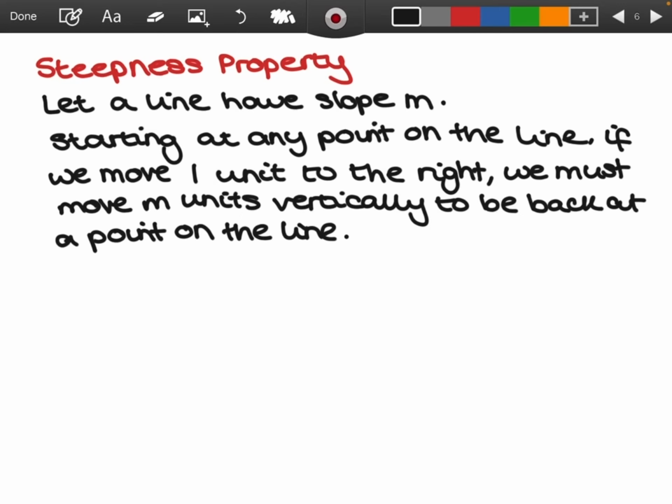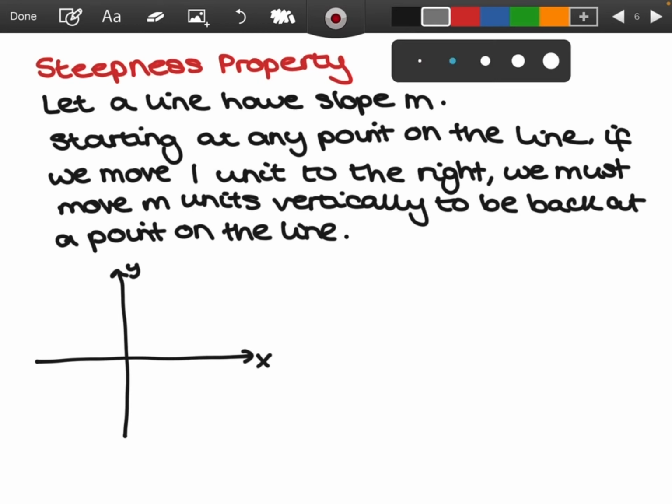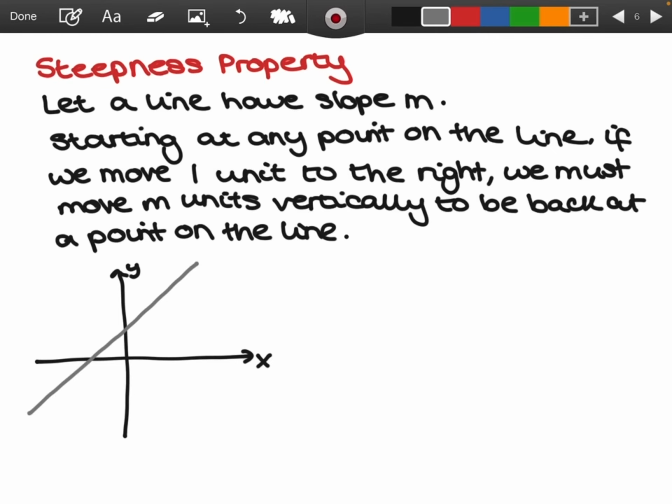So as I said, if m is positive, you move up. If m is negative, you move down. Why is that? If I do a quick sketch here, you will always find that a line with positive slope will rise as you go from left to right. So a line with positive slope will look something like that. For instance, this is just a random sketch of a line. But that line will have positive slope. It rises as you go from left to right on the graph. So we know here that m is positive.